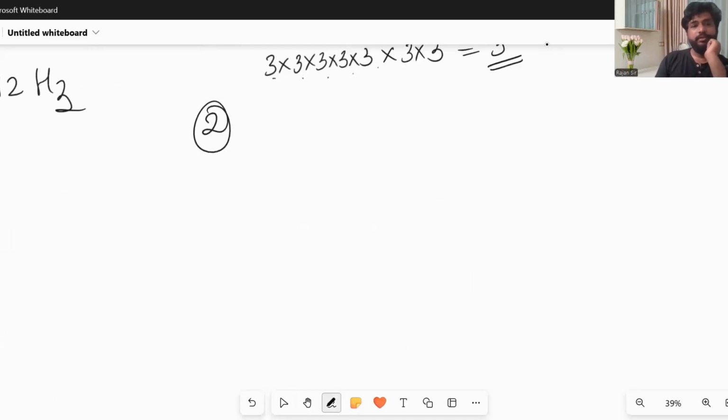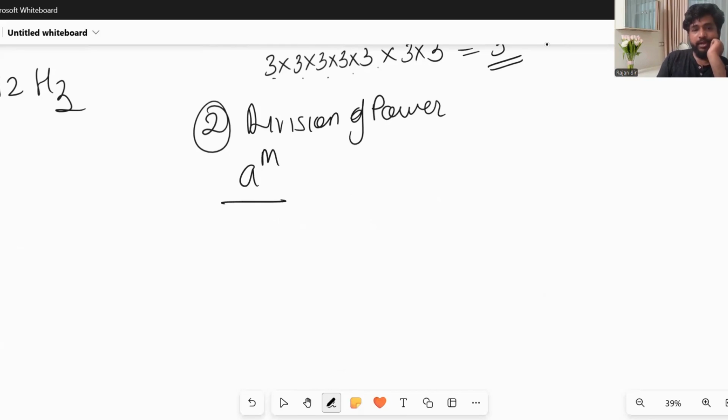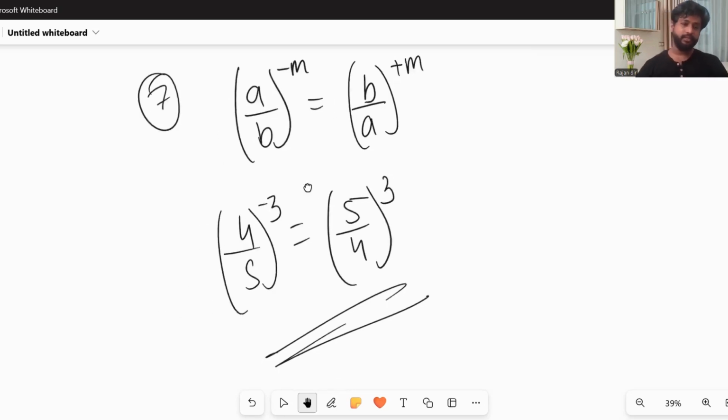Now, let's go for the second rule. The second rule says division of power. In this case, we say a raised to m divided by a raised to n, whatever notation you use. The answer is a raised to. With this, let's start with our first exercise.